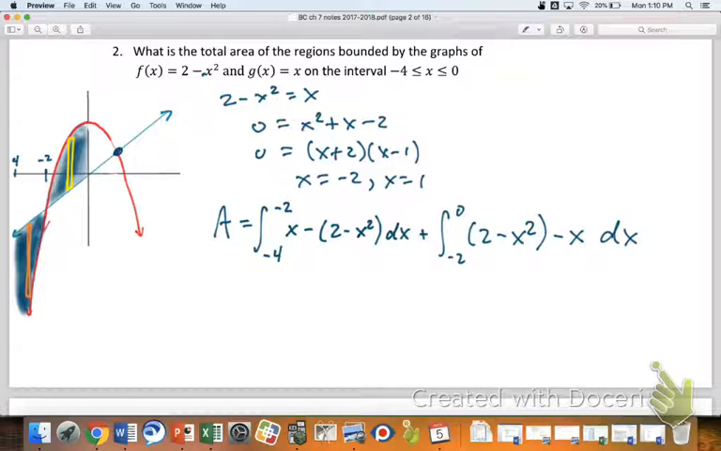Johnny, did you get one? What'd you get? 12. Say one more time. Yeah, 12 is the total answer. 12 for a total area there? Yeah. Anybody confirm that? You can confirm that?